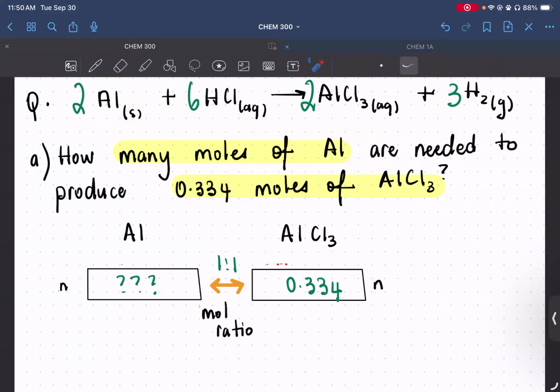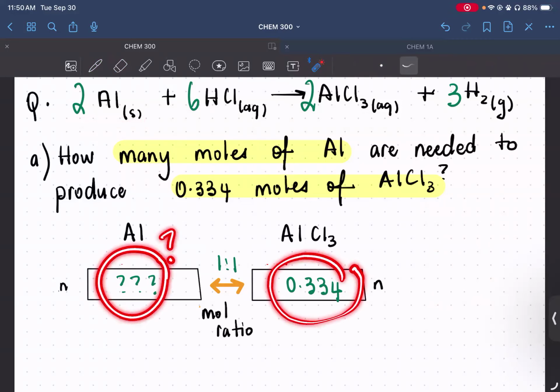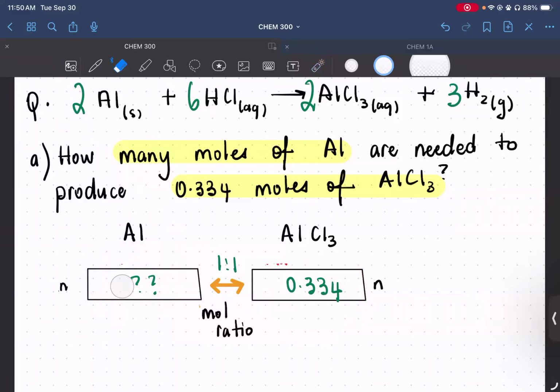Based solely off of that logic, does anyone want to take a guess how many moles of aluminum are needed? I see a hand. 0.334.